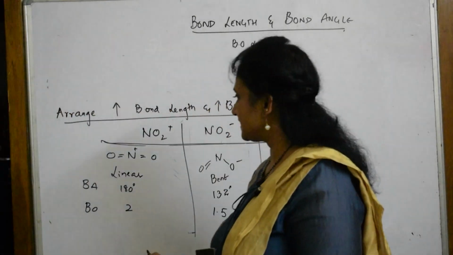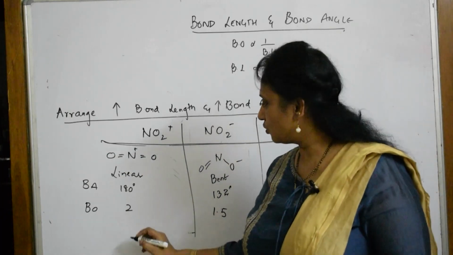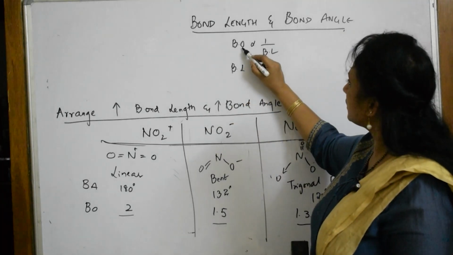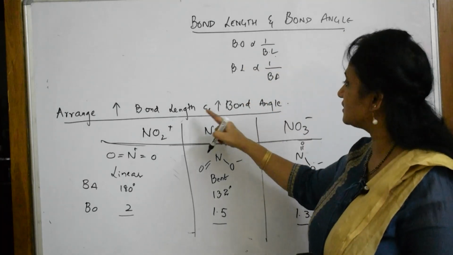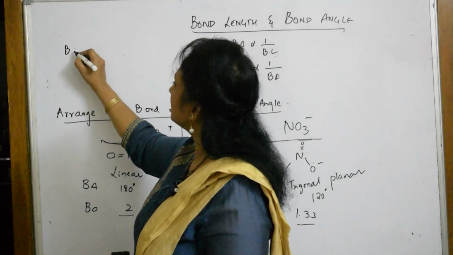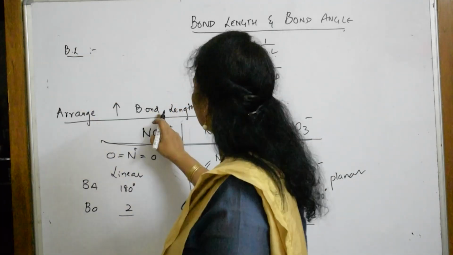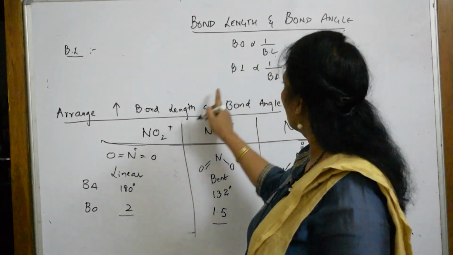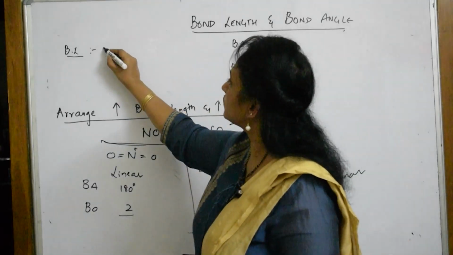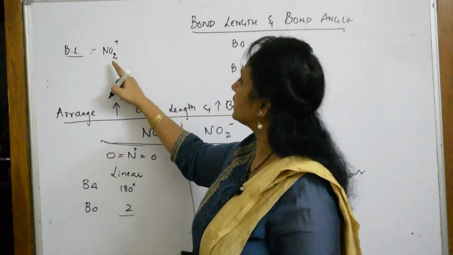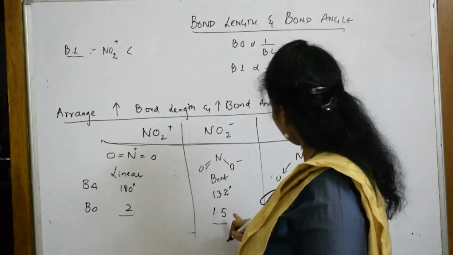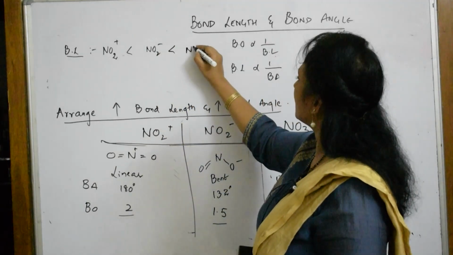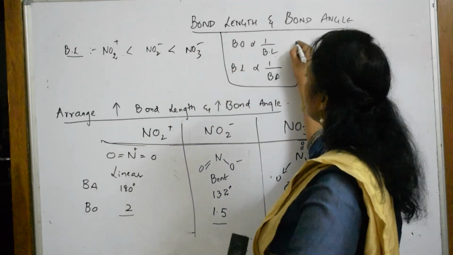How should I do it? As I said, see for which one the bond order is more. Bond order is 2, 1.5, 1.33. Now what did we say? If the bond order is more, bond length will be less. Now let us answer this question. Bond length order is in increasing order. Whichever has more bond order, its bond length is less. Let us write. So NO2 plus will have lesser bond length compared to the next one, NO2 minus, compared to NO3 minus. This is done, students. This is over. Simple.